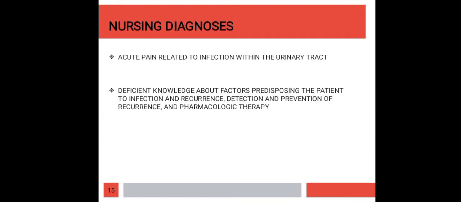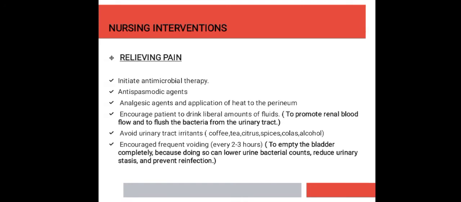Nursing diagnosis may include acute pain related to infection within the urinary tract and deficient knowledge about factors predisposing the patient to infection and recurrence, detection and prevention of recurrence, and pharmacologic therapy. Nursing intervention in relieving the pain: initiate antimicrobial therapy, antispasmodic agents, analgesic agents, and application of heat to the perineum.